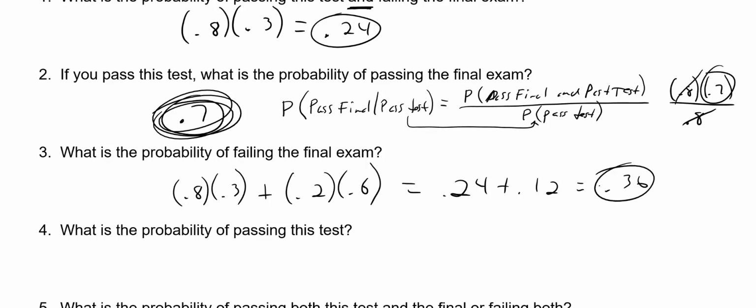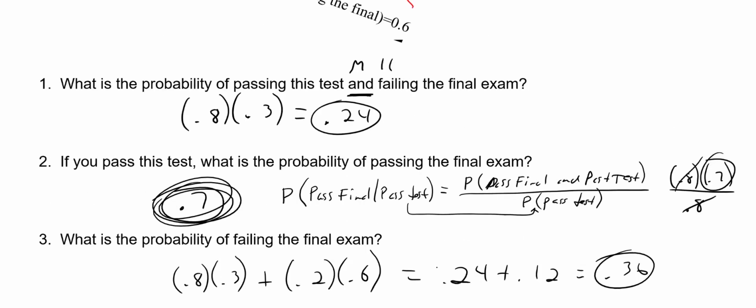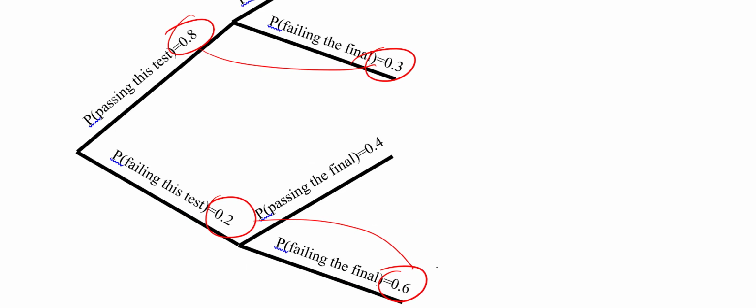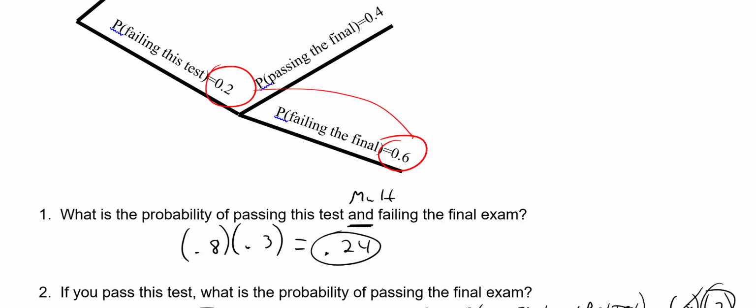Okay, cool. Next question is, what is the probability of passing this test? Let's go back to the diagram here. Do you guys agree? It's just 0.8. It's right there. You don't have to do anything with the final. It's just 0.8. So that's an easy one.